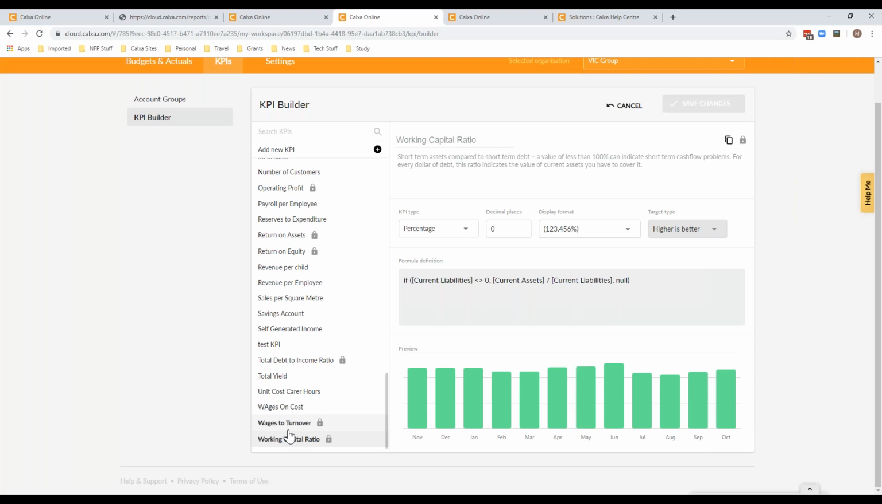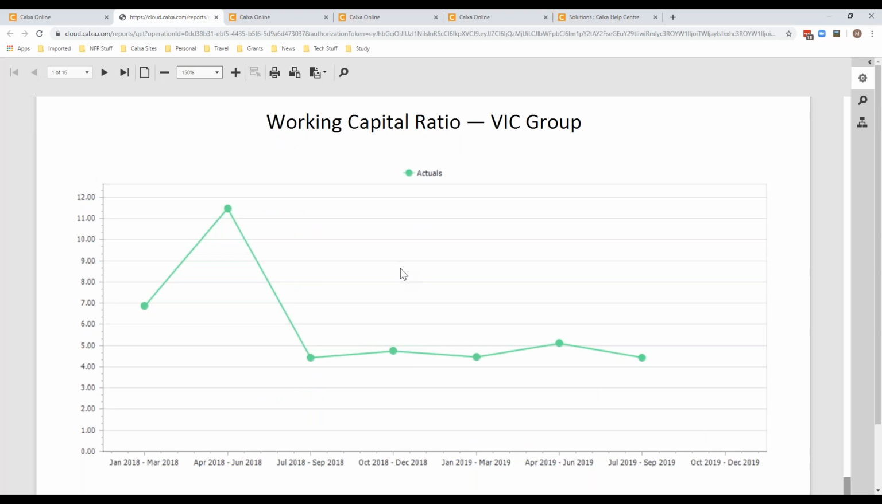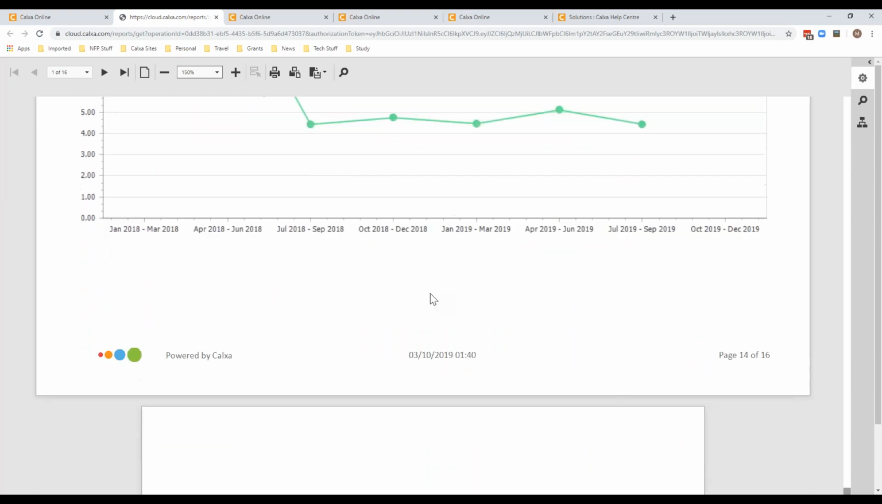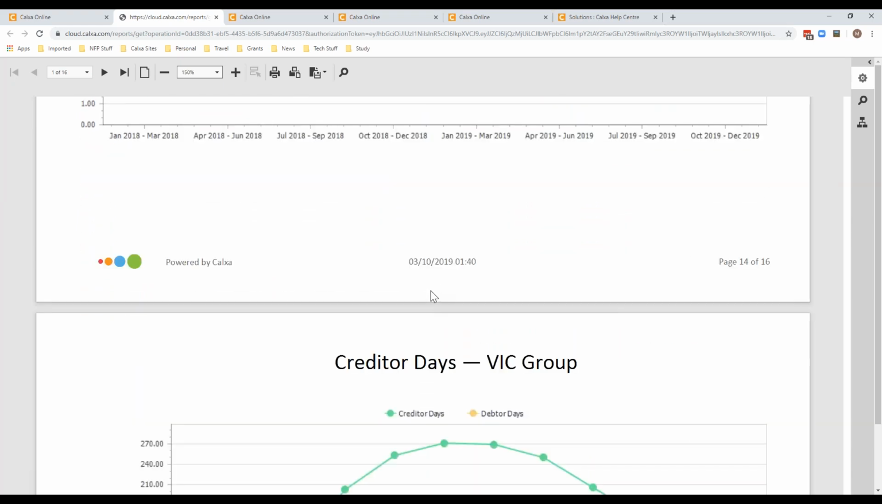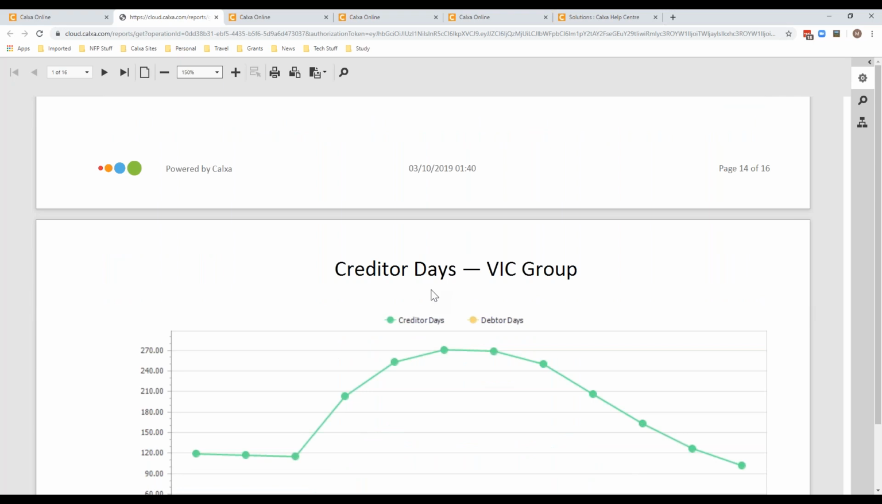And as a board member, you need to be aware of that. You need to manage that and make sure that your organization's going to still be around next year and the year after.